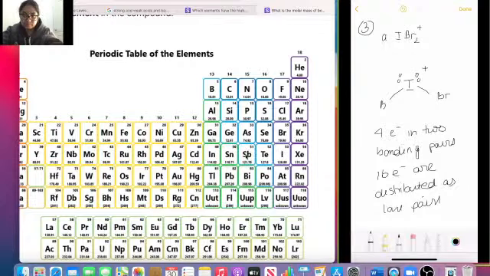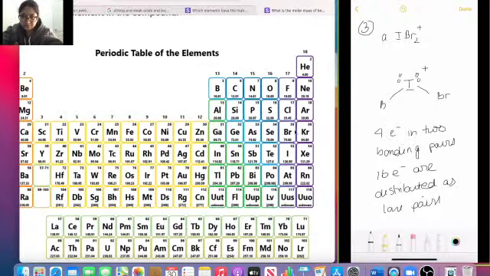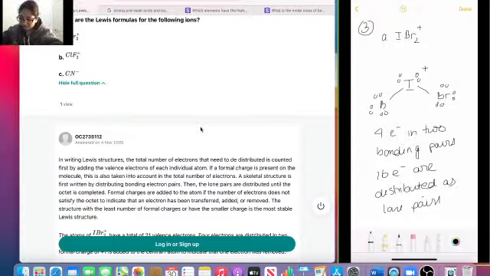And bromine is also part of group 7, so it's gonna have 7 valence electrons as well. Since both bromines are forming only 1 bond, each is gonna have 6 valence electrons, right? Because the 7th electron is bonding with the iodine right here.